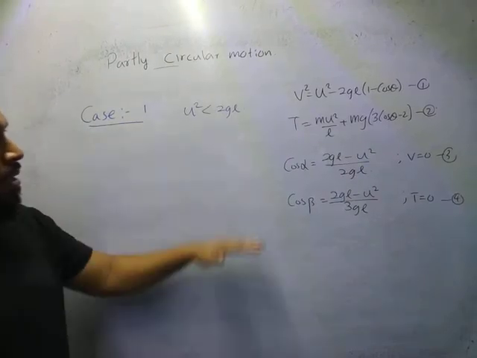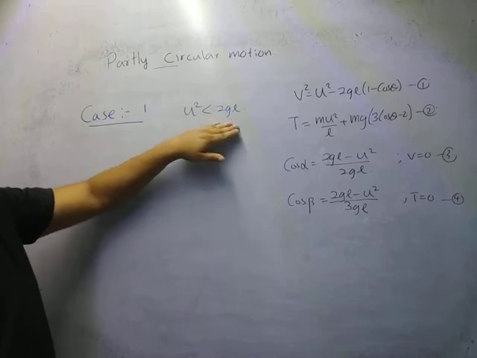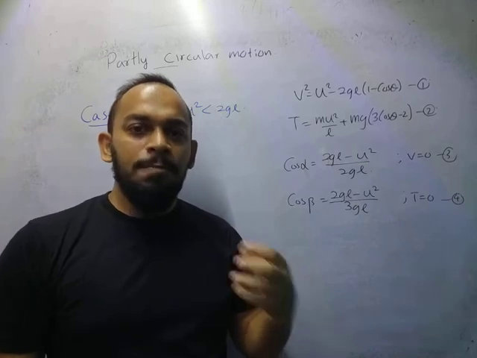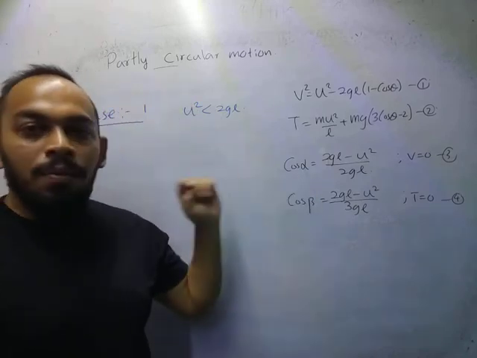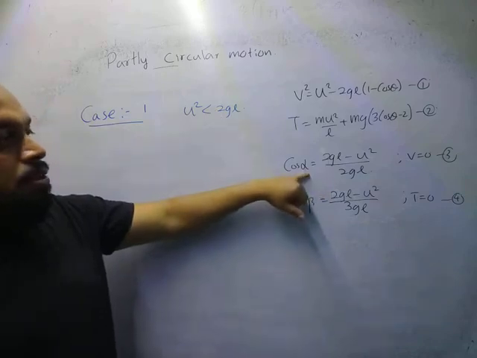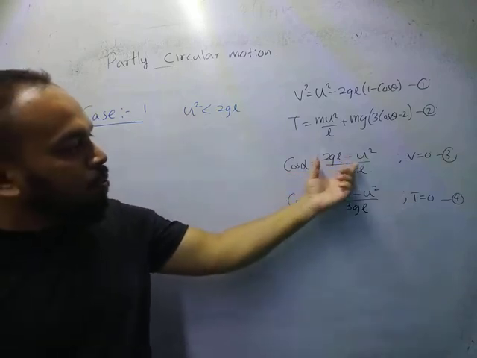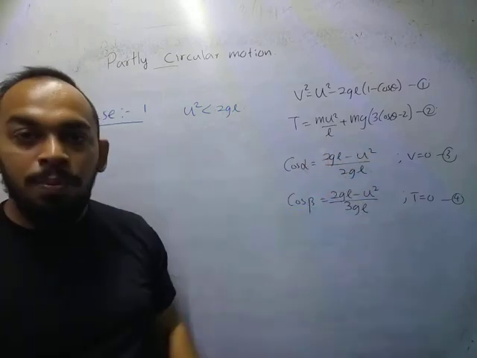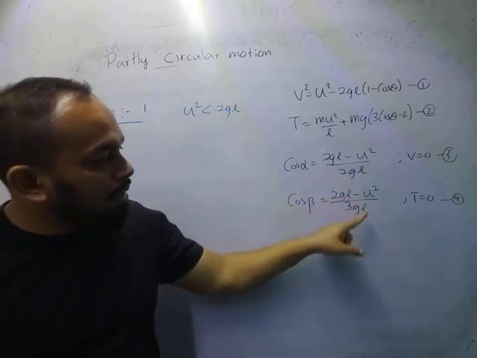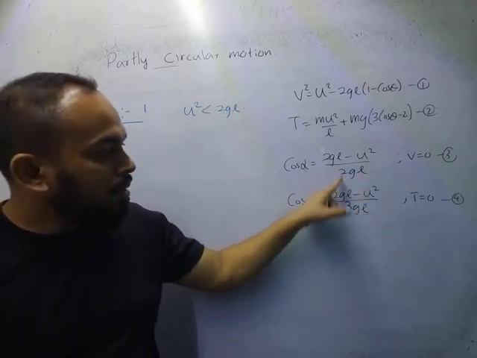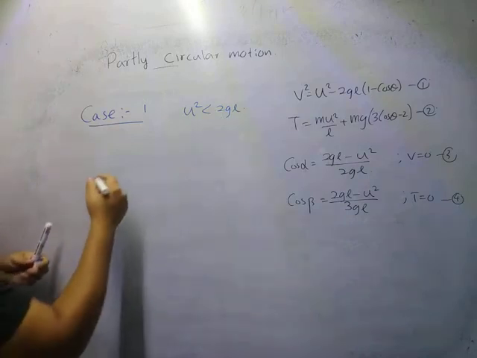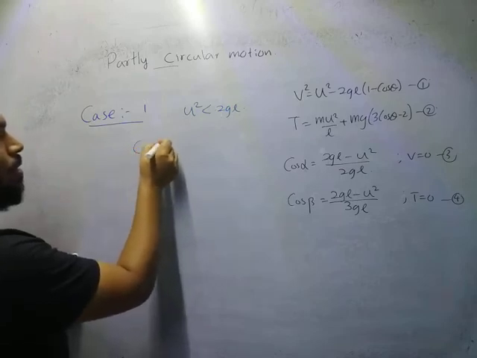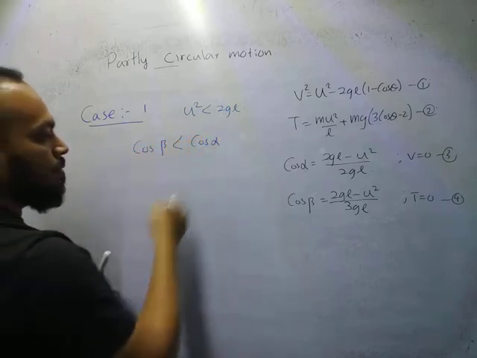Right. So now what happens? Let's start. This is case 1, when u squared is less than 2gl. If u squared is less than 2gl, so let's see what happens. Where will our particle be? Right. So let's look at cos alpha. u squared less than 2gl means this part, the numerator, will be positive. Here again also positive. But 2gl, 3gl. So which means now cos beta is less than cos alpha, right?